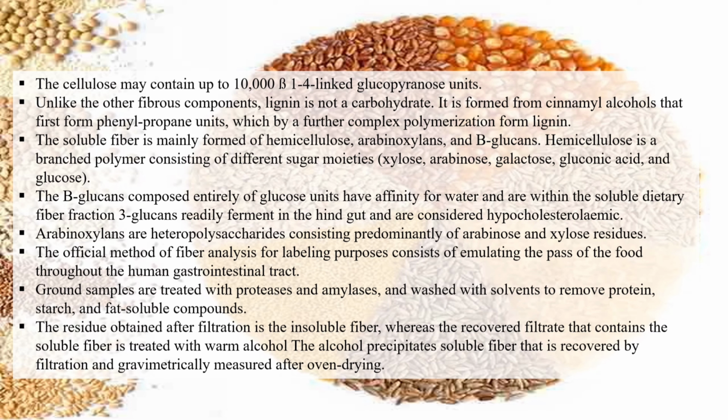Ground samples are treated with proteases and amylases and washed with solvents to remove protein, starch, and fat-soluble compounds. The residue obtained after filtration is the insoluble fiber, whereas the recovered filtrate that contains the soluble fiber is treated with warm alcohol. The alcohol precipitates soluble fiber that is recovered by filtration and gravimetrically measured after oven drying.